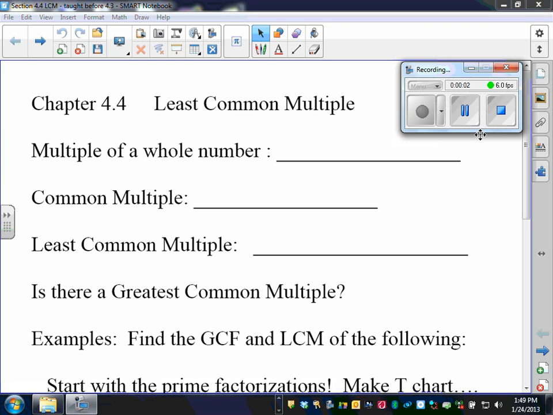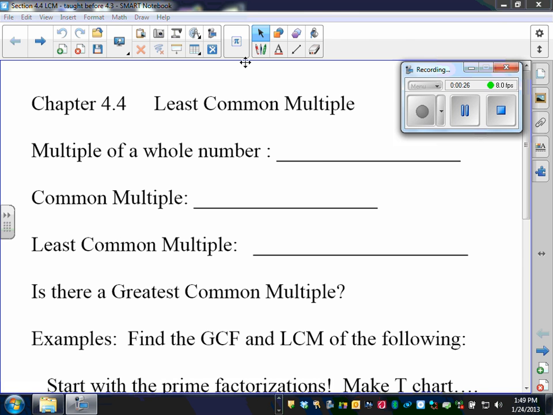Hello students, I'm making this video on section 4.4, the least common multiple, today to help you remember what we did in class. Also, for so many students that are out sick, I think this might be the best way for you to get the information from me and also to be able to fill out your notes.